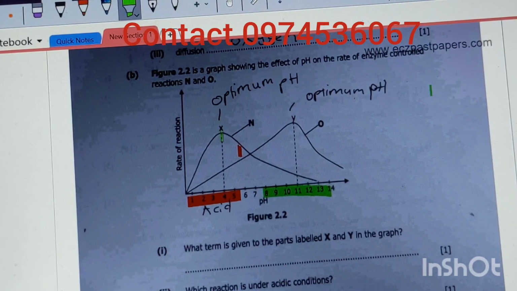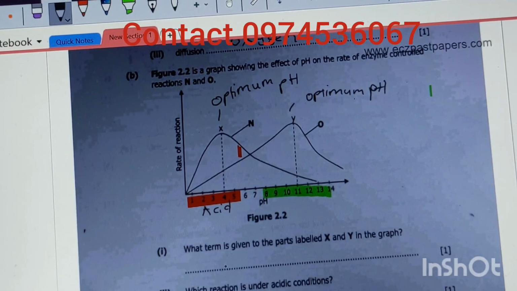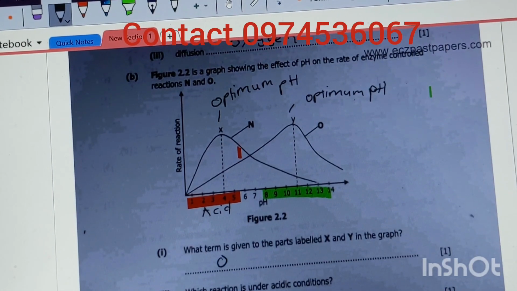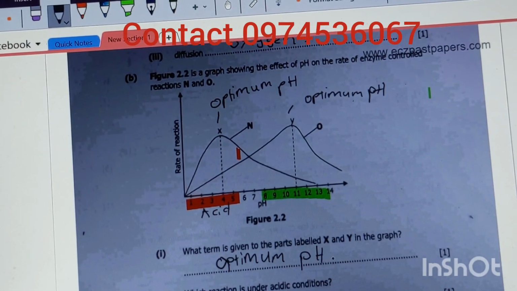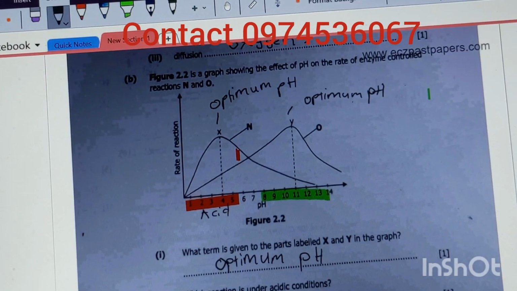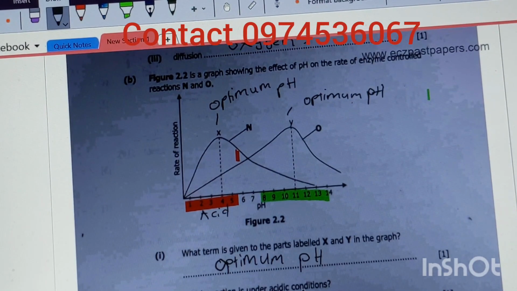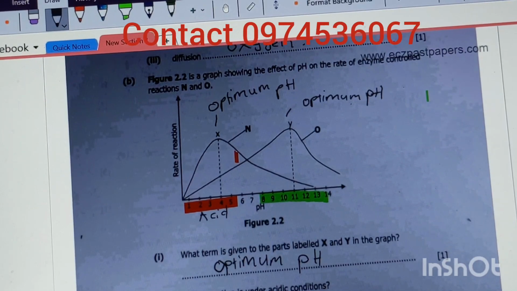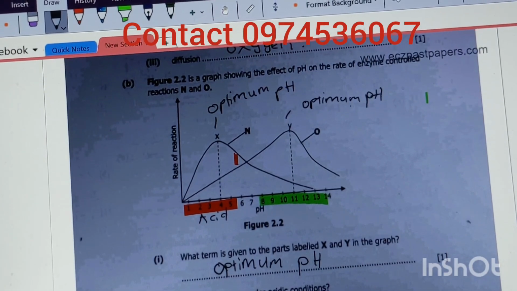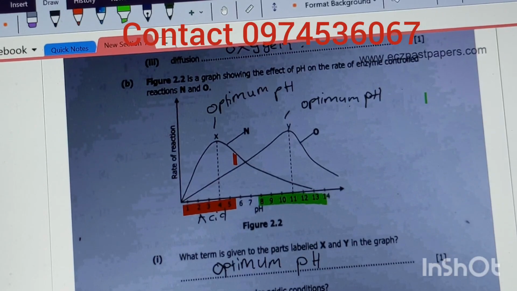So you can see enzyme X or reaction N is acidic and reaction Y is alkaline in nature. So what term is given to the parts labeled X and Y? So we've already answered that. So we're going to say optimum pH. Optimum pH, that's the pH at which the enzyme reaction is at its peak. Which reaction is under acidic condition? So we're going to say reaction N, because its optimum pH is acidic. So reaction N.